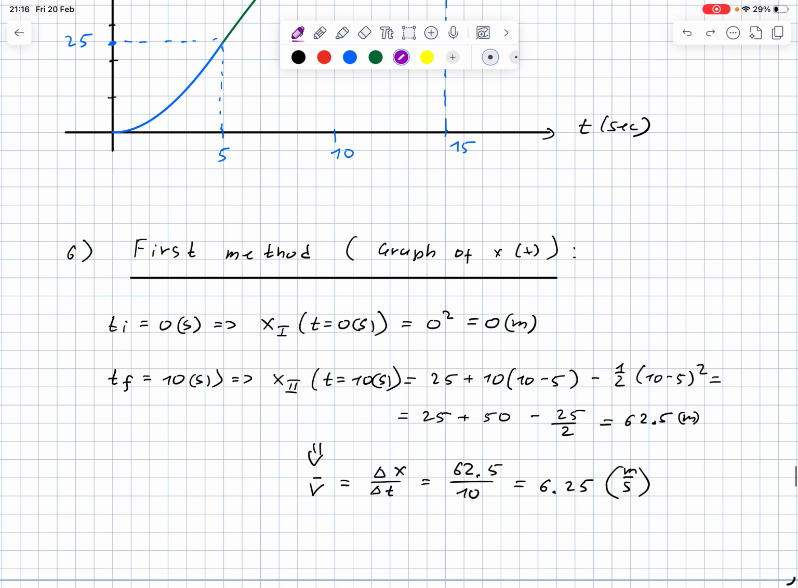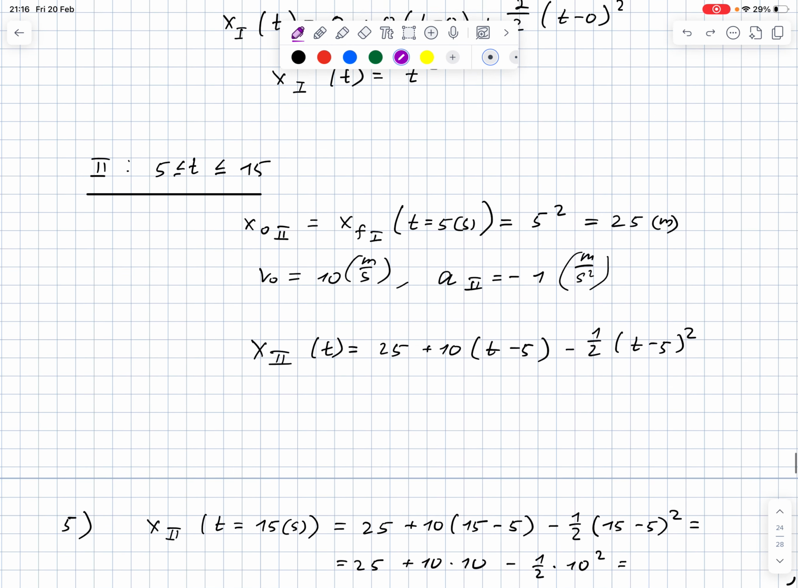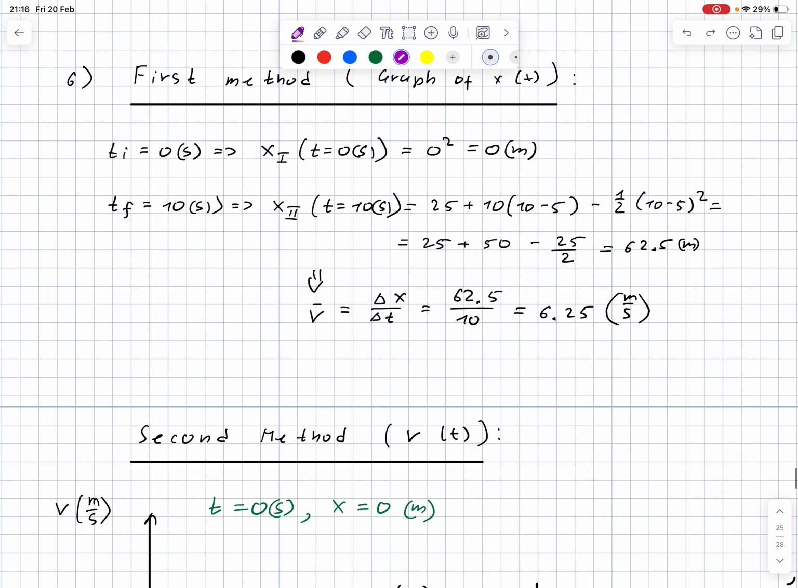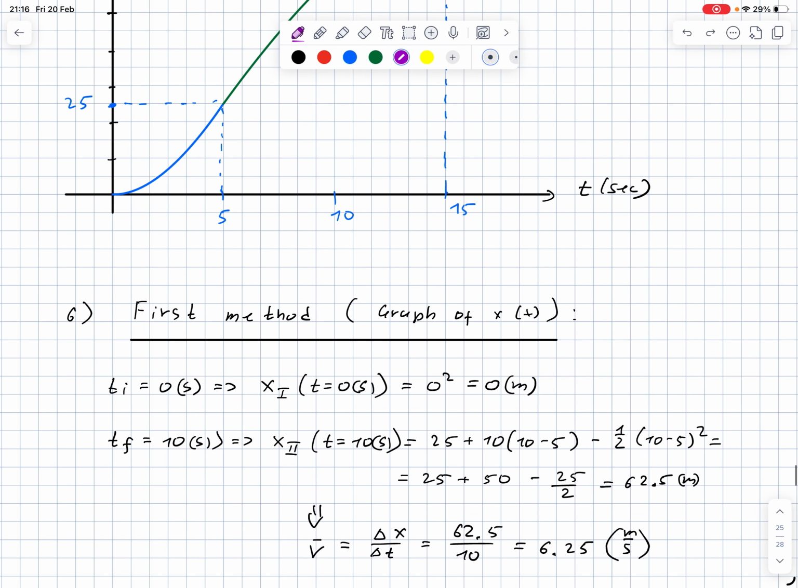Now if we want to calculate the initial position when the initial time is 0 seconds, of course we're going to use this function of the first segment. We're going to substitute this t with 0. 0 squared is also 0. This is the initial position. Actually, it was given in this question. Now, the final position at 10 seconds.